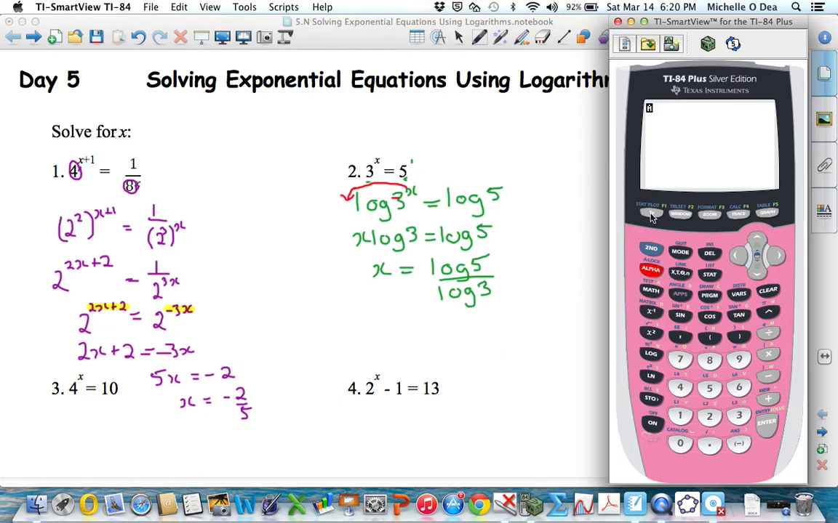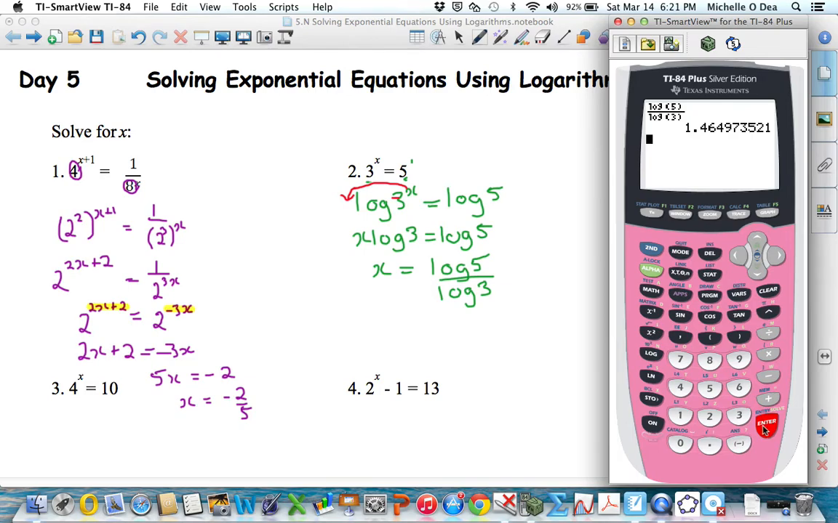So I'm going to use my fraction button, alpha y equals, and then just enter. And I can then just put it in as it is. Now, be careful here. Make sure you use the log button, the LOG button. That's base 10. So you just literally type in log 5, and then in the denominator, log 3, and press enter, and we get a decimal.